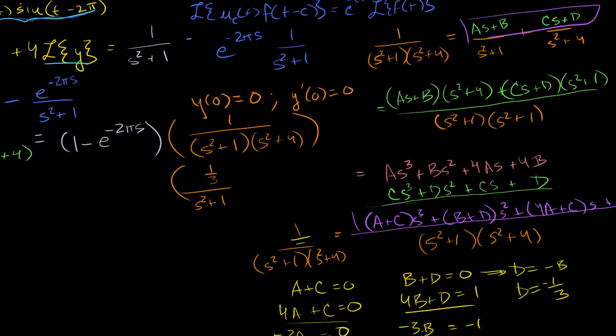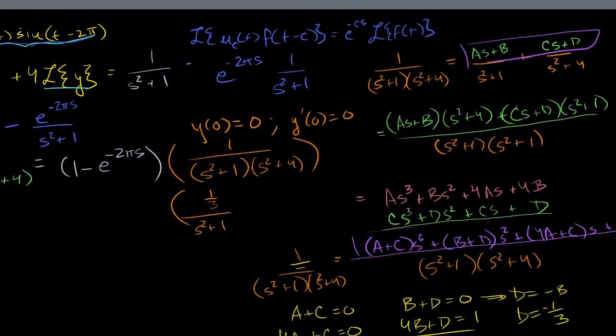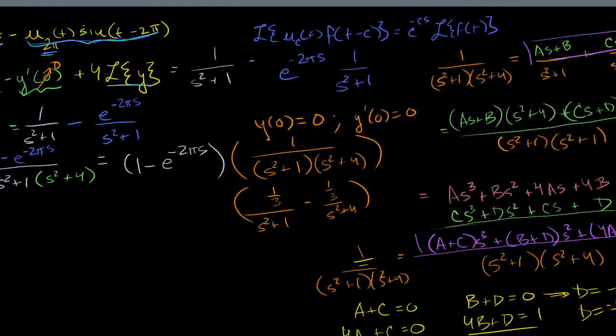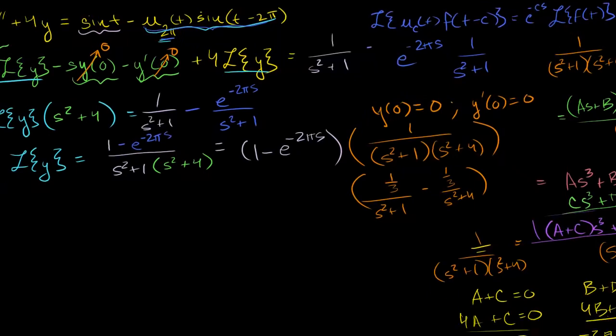Let me make sure I get that right. b is 1/3. Right, d is minus 1/3, sorry, b as in boy is 1/3. So d is minus 1/3. So b is a term on top of the s squared plus 1. And then you have minus 1/3 over s squared plus 4. This takes a lot of stamina to record this video. I hope you appreciate it.